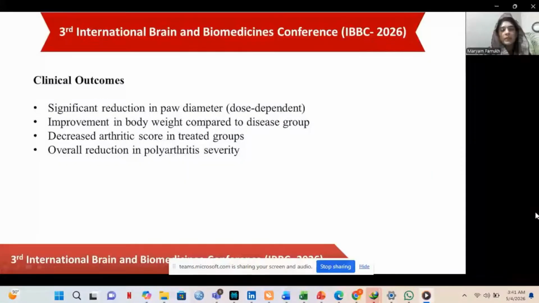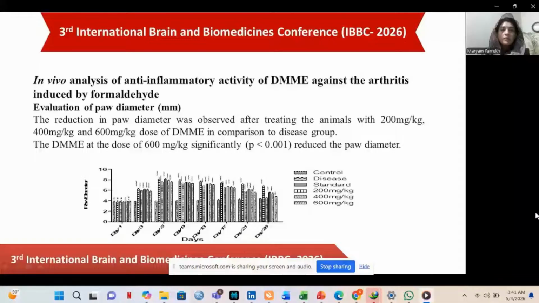Clinical outcomes of my study. The overall clinical outcomes are the physical parameters in which we evaluated the results of paw diameter, body weight, and arthritic index. Arthritic index shows the severity of the disease. Here is the graph of the results of paw diameter evaluation. As you can see, the reduction in paw diameter was observed after treating the animals with the plant extract. The results were dose dependent, which means that the highest dose gives the best result.